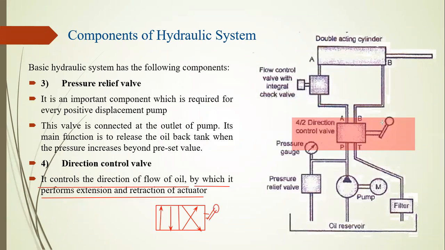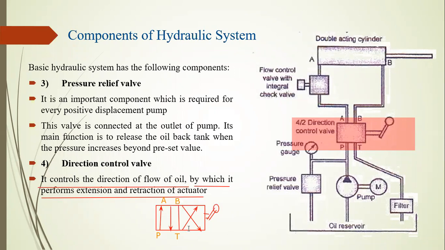Just look at our figure. That portion is called P, that portion is called T, and A and B. I just have to write them so you can easily understand. This portion is P, this portion is T, this portion is A, and this portion is B, so it is easy to understand.